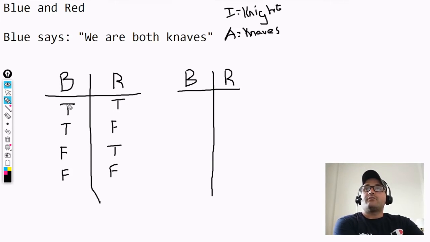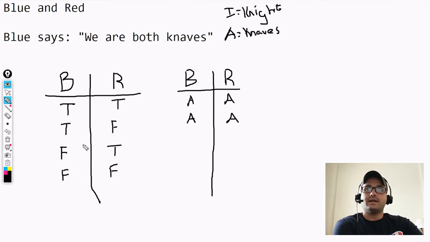So over here I have blue is true. So if blue says we are both knaves, that would make blue a knave and red a knave. And because red doesn't say anything, we can just go on to the next one, which is we are both knaves. Since blue, I have the truth table, still telling the truth, that would mean they are both knaves.